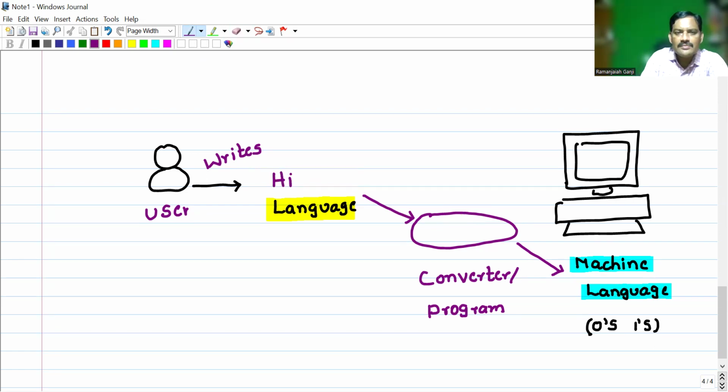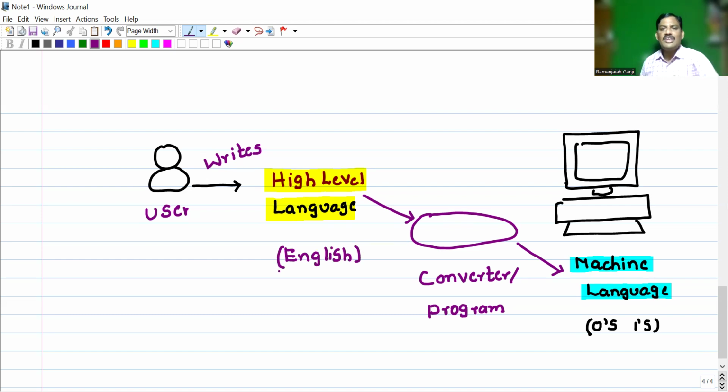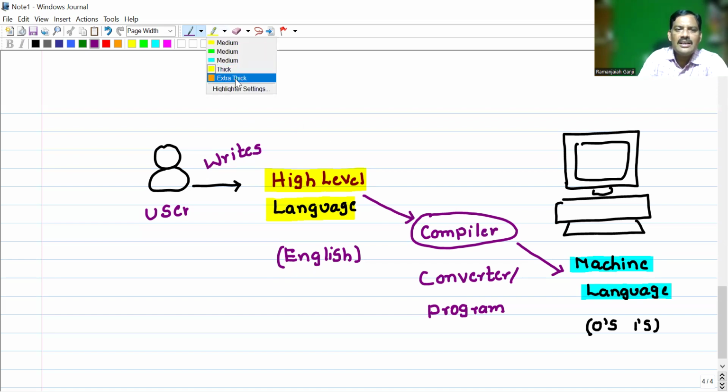One more problem. For example, if I am writing a program in high-level language, what is high-level language? It is in the terms of general English statements. High-level language is nothing but general English statements. So whenever we have a program in the terms of English, I told you let, display, read, print, etc. All these are English statements. So we require some other translator. That translator is called a compiler.